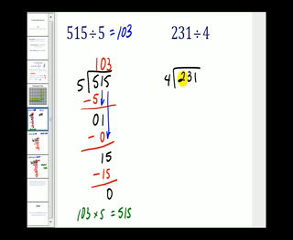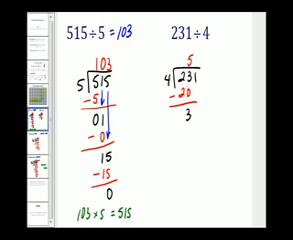So we start with the 2. There aren't any 4s in 2 because it's too small. So now we go to the next digit and consider 23. How many 4s are there in 23? Well, 5 times 4 would be 20, so let's try that. So we place the 20 below the 23 and we subtract. And as long as this result is less than 4, this 5 is correct. And 23 minus 20 is 3, which is less than 4, so that 5 is correct.